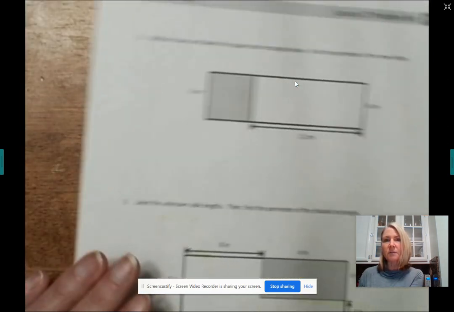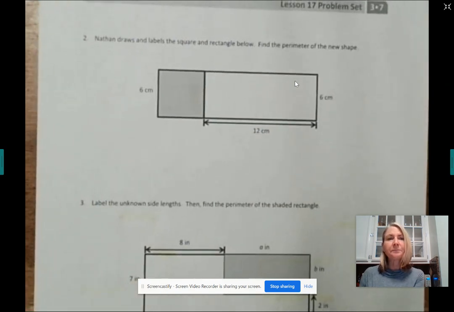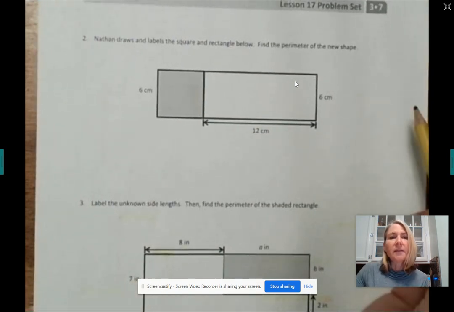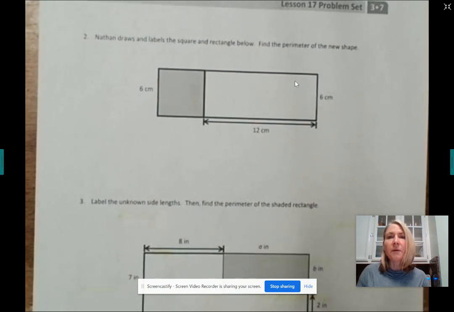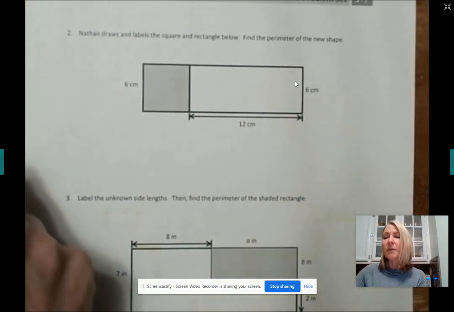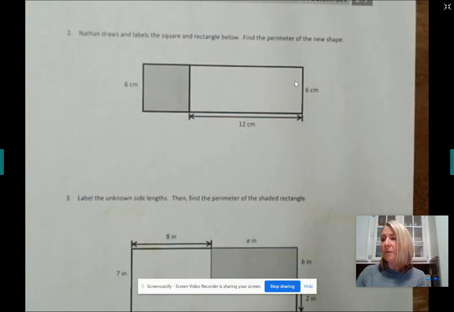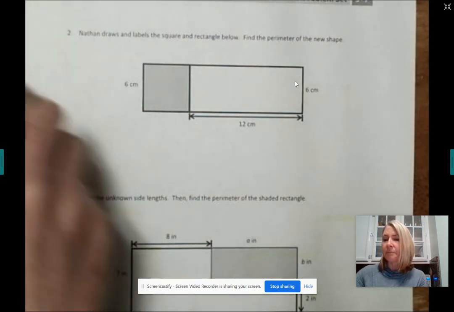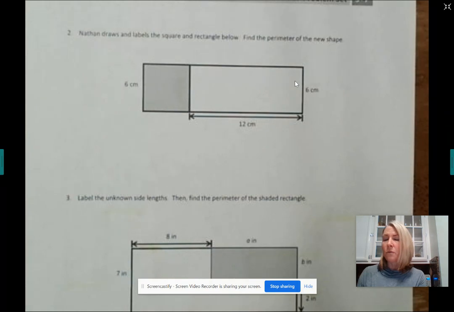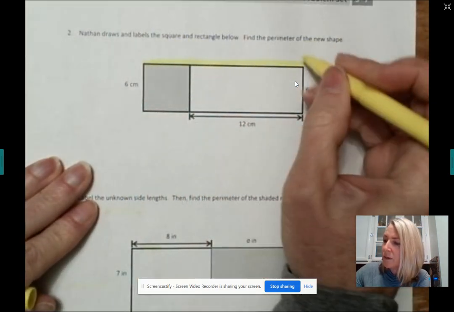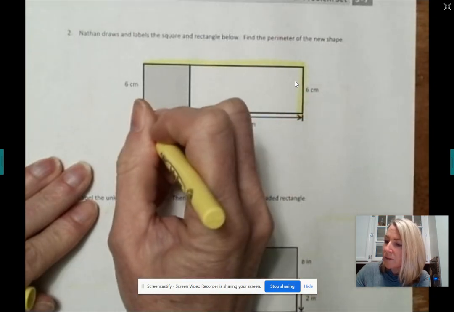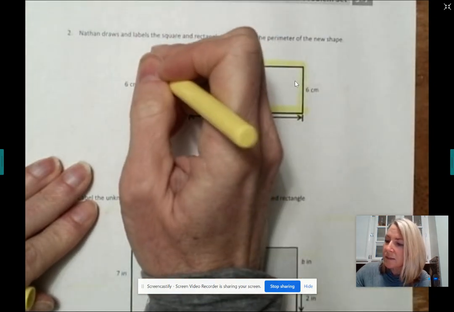All right, continuing on. Nathan draws and labels the square and the rectangle below. Find the perimeter of the new shape. So when they say new shape, they mean this whole thing. Okay, so this is the new shape. Even though it's shaded, you'd have this square and this rectangle stuck together.